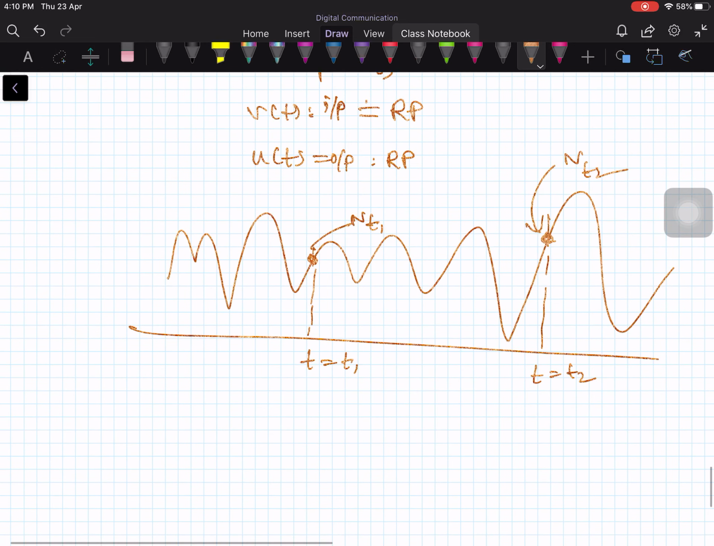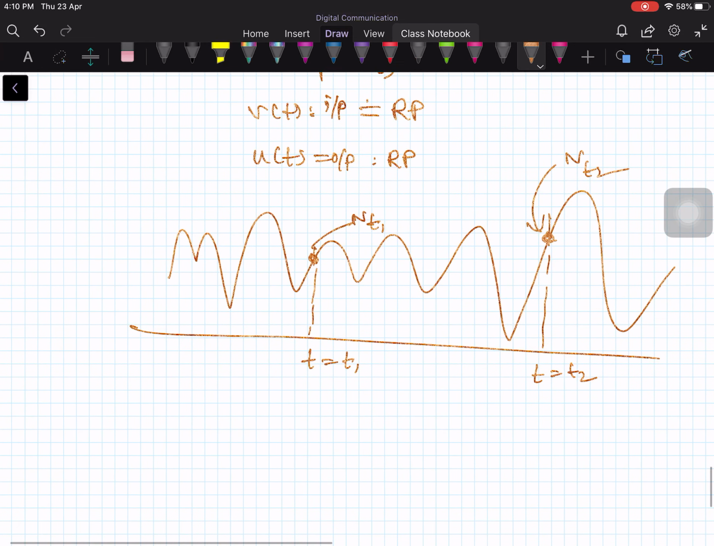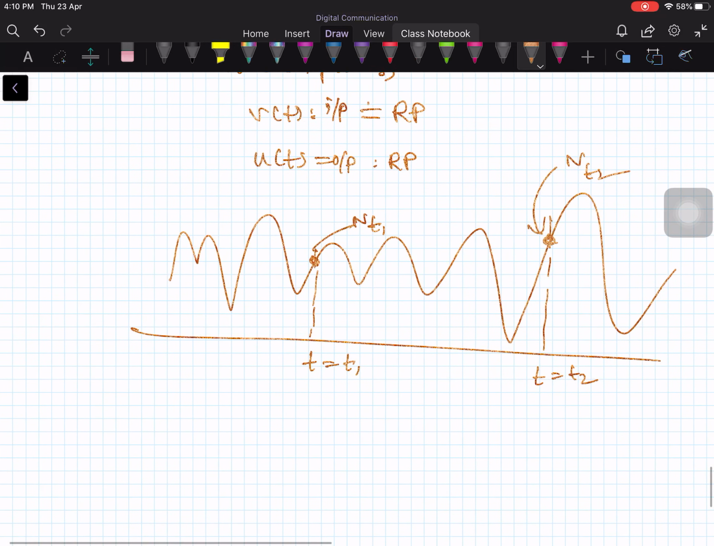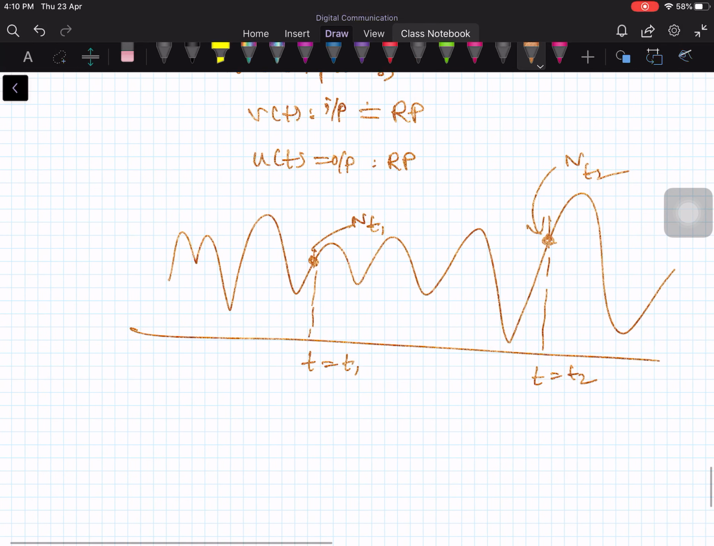Next we want to talk about the mean and variance of the output process. The input is a random process, so obviously the output is also a random process. Once you have the random process, you can do the sampling. Once you do the sampling, you get a random variable, and that random variable is described by its mean value and variance value. So we'll see what the mean and variance of this output process are.